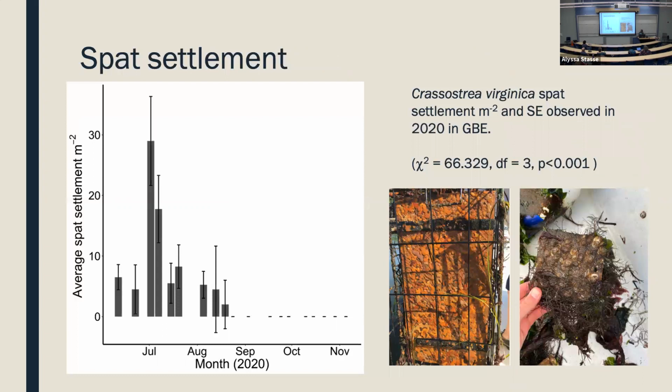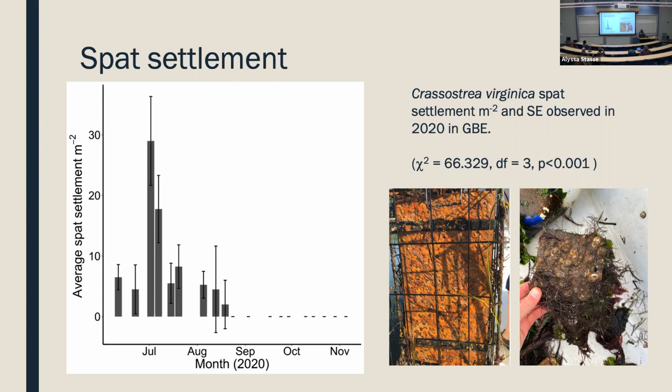And then here is the spat settlement data. I found that there were significant differences in spat settlement. And we found that July had the highest amount of spat settled, but we were seeing them as early as June, suggesting that there was spawning activity occurring earlier than we thought. We thought it was happening in May or June. It's probably happening in April or May.